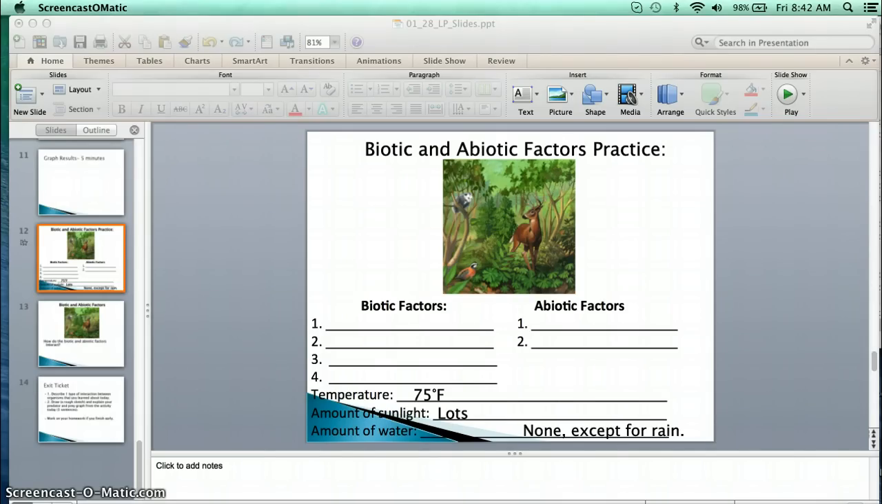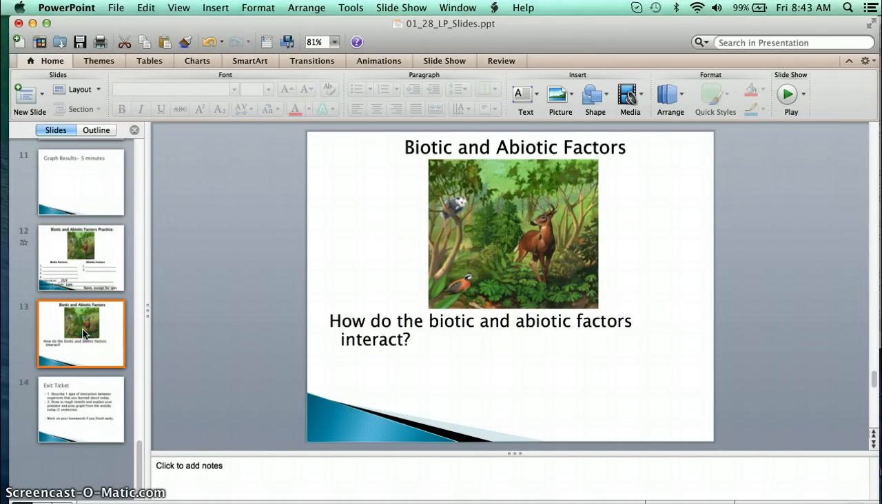Okay, so hopefully for biotic factors you had the deer, the bird, there's like a skunk in the tree, the plants and the trees, those are also biotic factors. For abiotic factors, you could have talked about the dirt, you could have talked about the air, you could have talked about temperature, sunlight, water, rocks, if you could see any rocks in there, wind, okay, those are also abiotic factors.